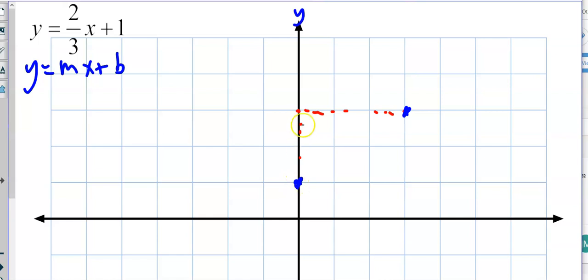Right, so the slope is positive 2/3. I went up 2 because y is positive when you go up. X is positive when you go right. Those are both positive directions. 2 and 3 are both positive. So we rise up 2 over 3.